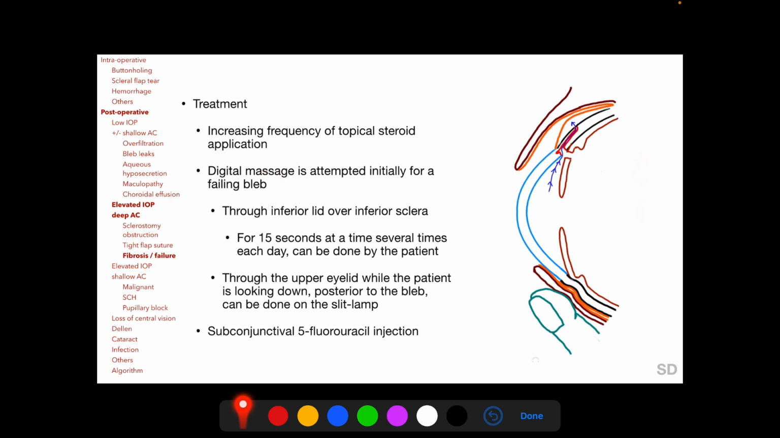Digital massage can be applied by the patient himself or herself over the inferior sclera through the lower eyelid, and it should be applied for 15 seconds at a time, several times each day. Digital massage can also be done by the surgeon on the slit lamp by applying pressure over the upper eyelid posterior to the bleb, while the patient is looking downwards. Subconjunctival injection of 5-fluorouracil can also be administered for a failing bleb.